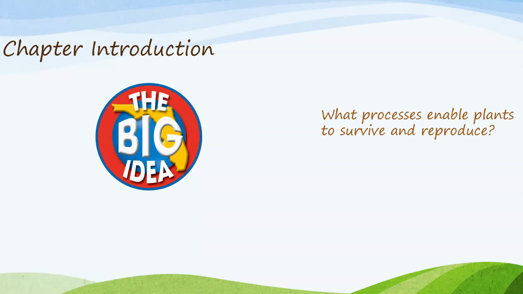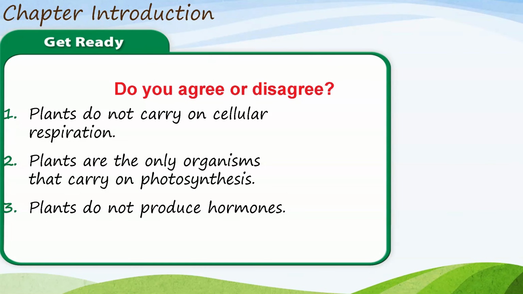What processes, or processes if you're from over the pond, enable plants to survive and reproduce? So, for example, do plants carry on cellular respiration? Well, of course, I'm not in class to ask you if you agree or disagree, but yes, they do. That's how they make ATP. Plants are not the only organisms that carry on photosynthesis. Phytoplankton make about half of the oxygen on our world. So algae, bacteria, various other things.